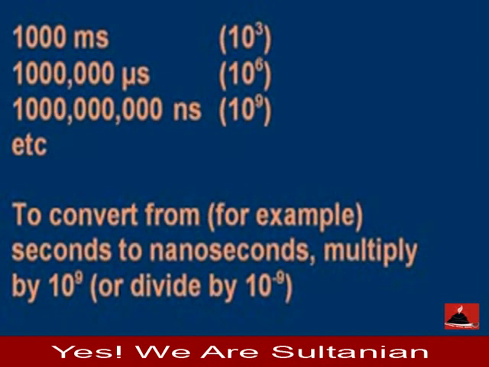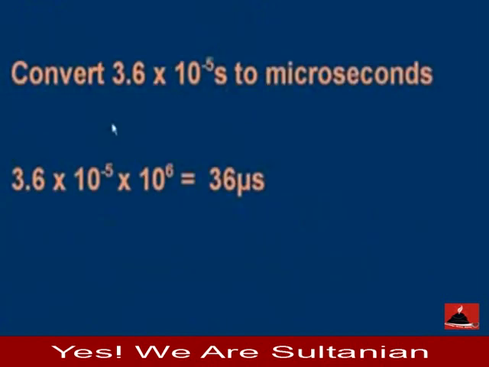Let's do an example. Suppose you're told the time is 3.6 times 10 to the minus 5 seconds, and you want to turn it into microseconds. Well, to turn seconds to microseconds, you've got to multiply by 1,000,000, because there are 10 to the 6 microseconds in a second. And if we do it, it's pretty straightforward. It comes to 36 microseconds.